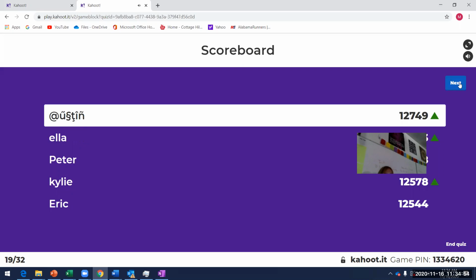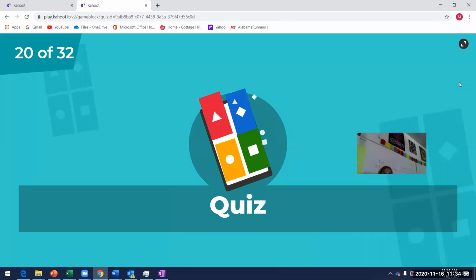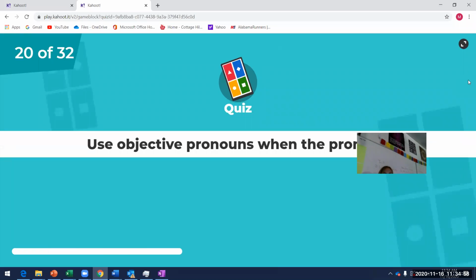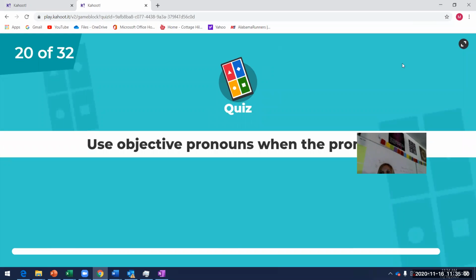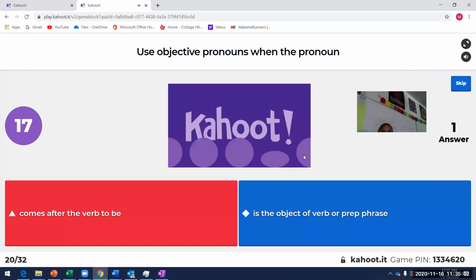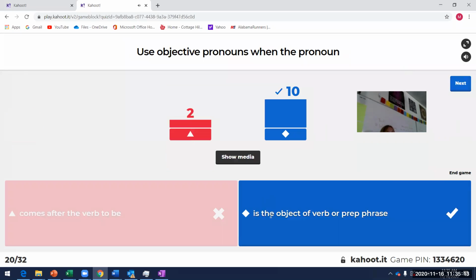Austin on top. We have a new leader and a new second place. All right, use objective pronouns when it comes after the verb to be or when it is the object of a verb or a prepositional phrase. This is objective. There should be a key in there. Very good. So objective, right here, you use when it's the object of the verb, the receiver of the action, or the object of a prepositional phrase.